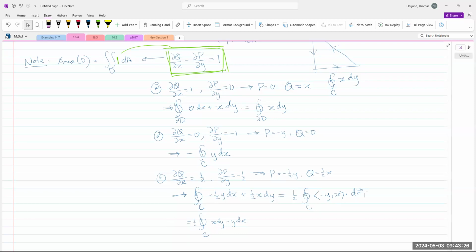Let's see example 3. Example 3 in our textbook actually went over an example of how to compute the area of a region using the curve that encloses it.